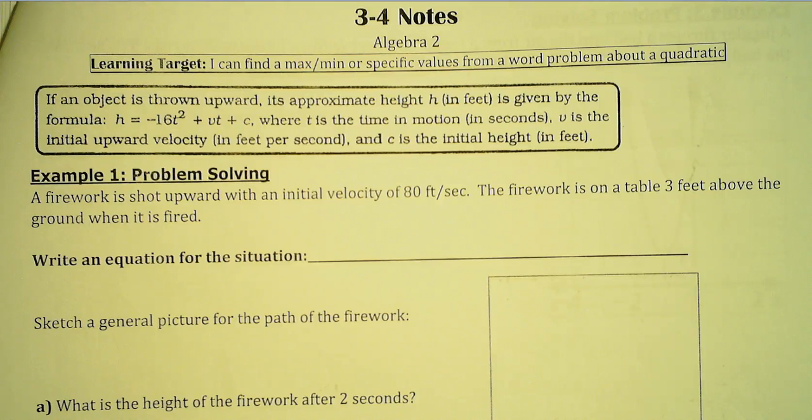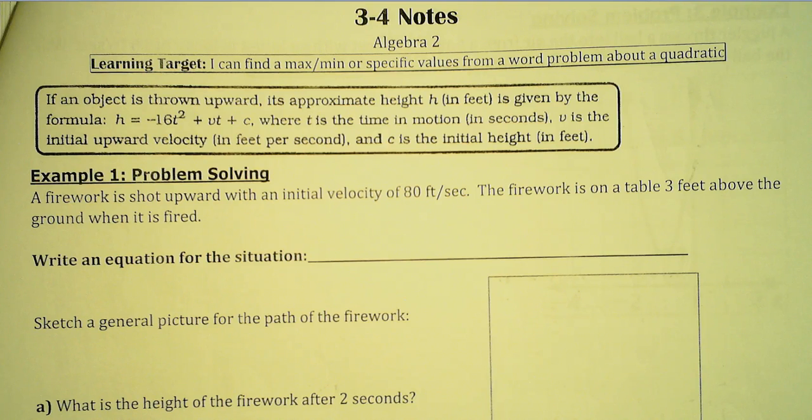All right, today we're going to talk about finding max and min values for a quadratic equation. And to do that, we're going to talk about word problems and how to pick that information out of the equation. So at the very top of the page, under the learning target, it says if an object is thrown upward, its approximate height, which is the h in feet, is given by the formula h equals negative 16t squared plus vt plus c.